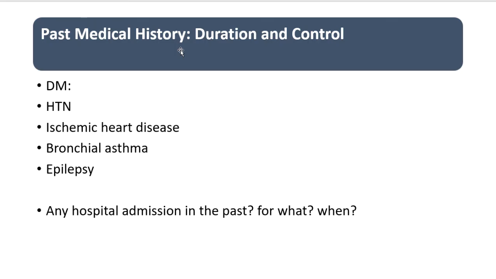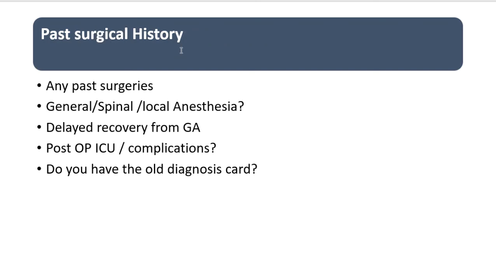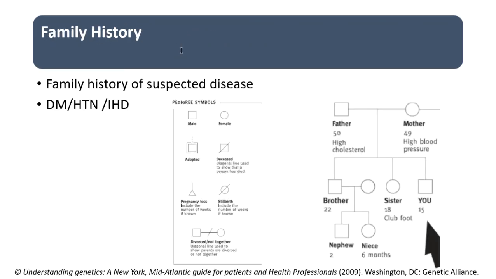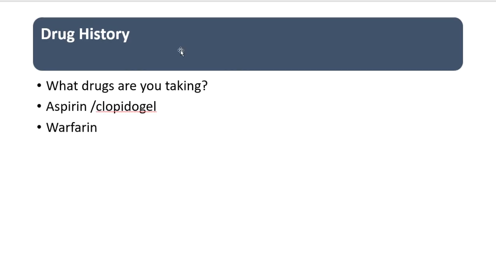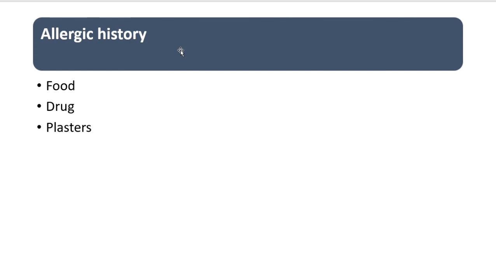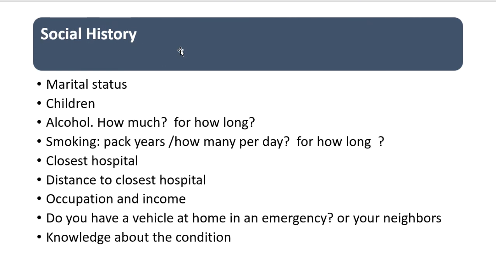I told you, we need information, not data. Then past surgical history. Then the past family history. You need to have a clear understanding of pedigree symbols. Then drug history, and allergic history: food, drug, plaster. Then the social history. You don't just ask these things. Why do you ask these things? To get data and to produce information.